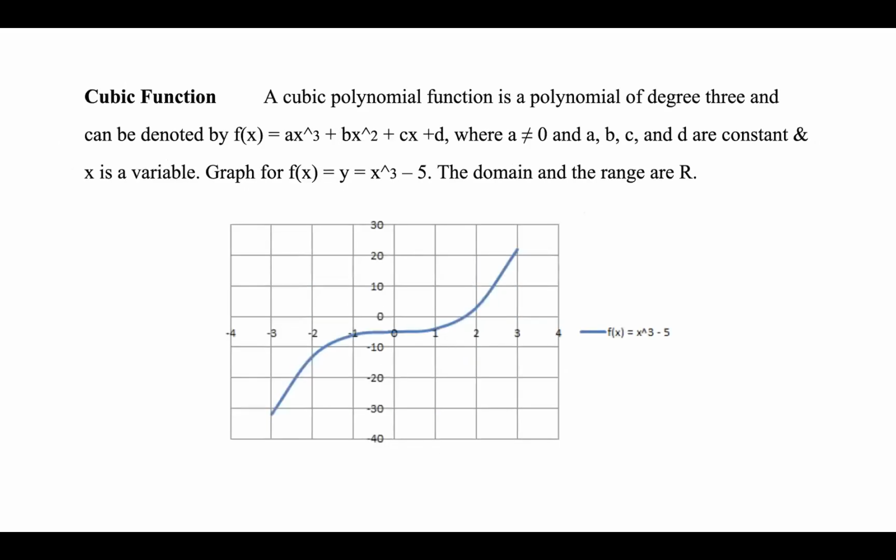Next is cubic functions. As quadratic functions are having degree 2, cubic functions will have degree 3. A cubic polynomial function is a polynomial of degree 3 and can be denoted by f of x is equal to ax cube plus bx square plus cx plus d, where a is not equal to 0 and a, b, c, d are constants and x is a variable.